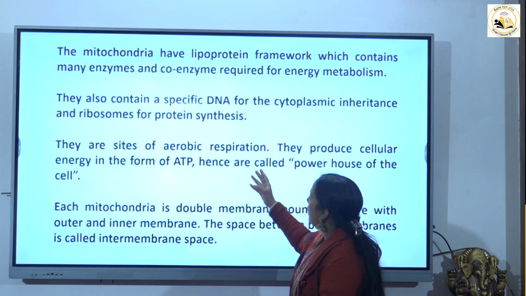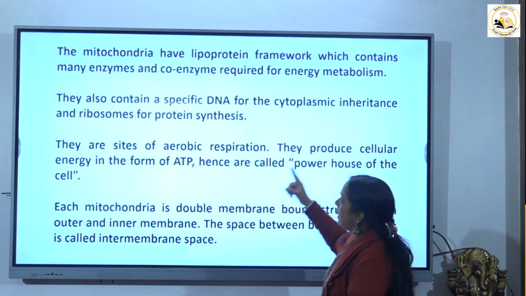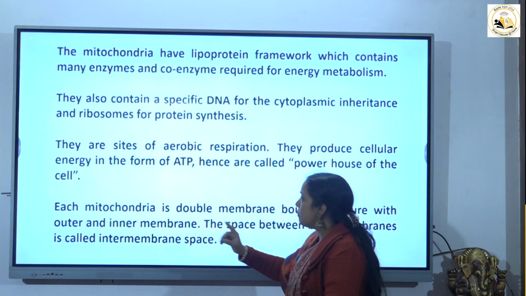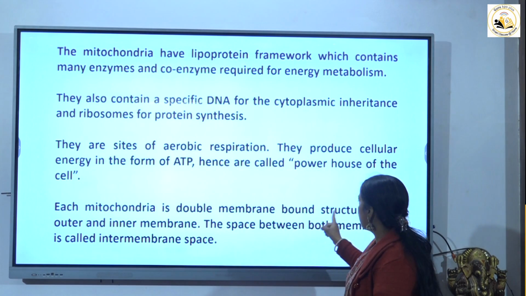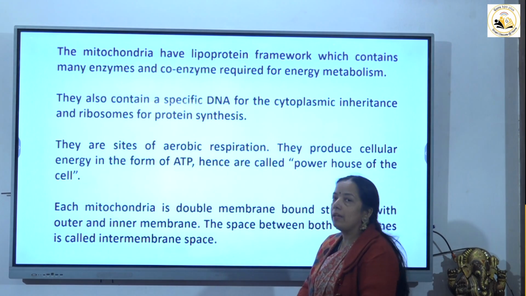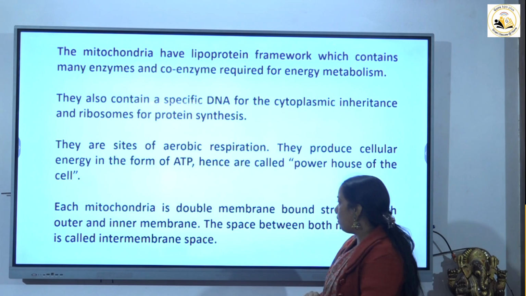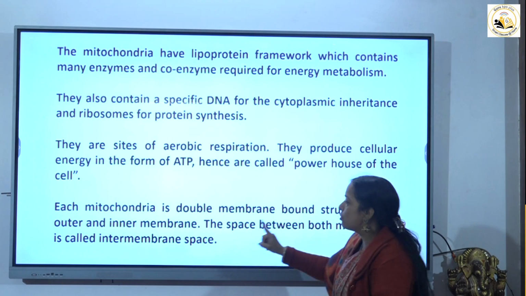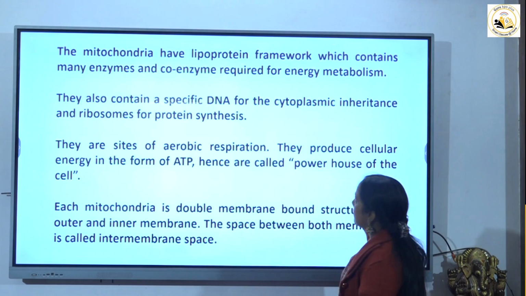They are the sites of aerobic respiration. They produce cellular energy as ATP, hence are called the powerhouse of the cell. Each mitochondrion is a double membrane bound structure with an outer and inner membrane. The space between the two membranes is called the intermembrane space.